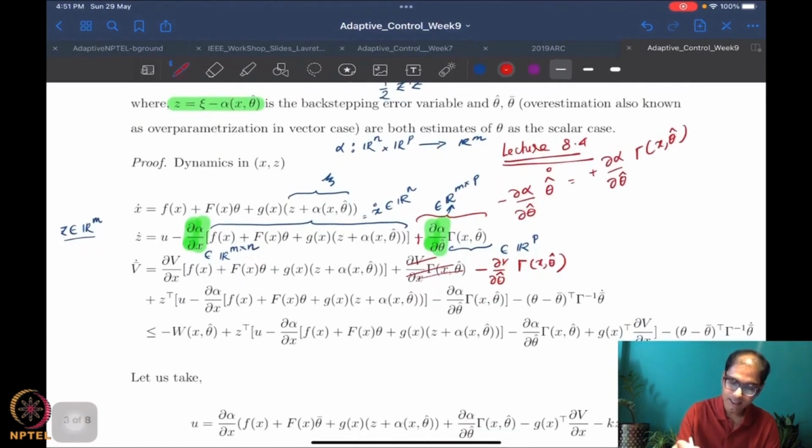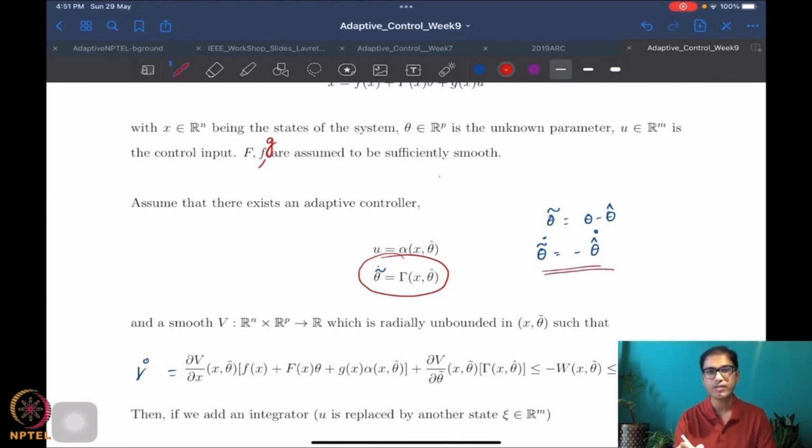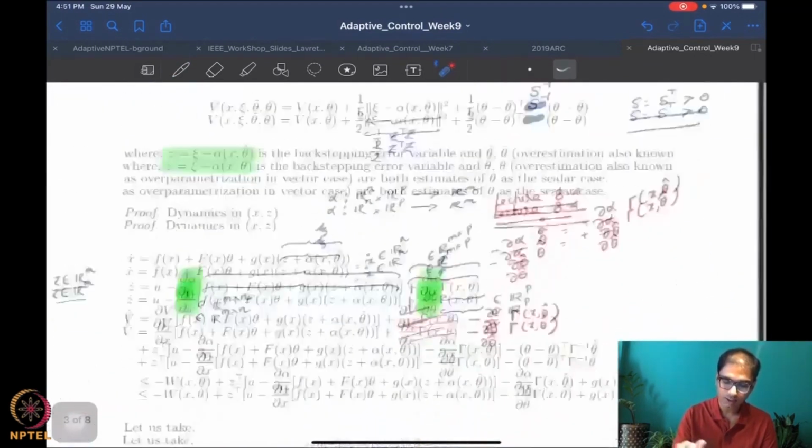And remember that theta tilde dot was declared as gamma, and theta cap dot and theta tilde dot are related by just the negative sign. Okay, let's just remember that much, and that's all we are doing.